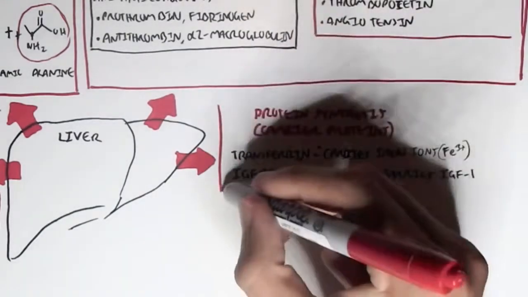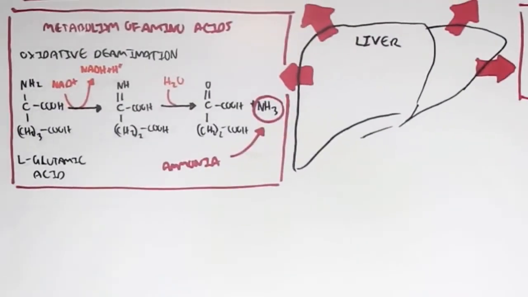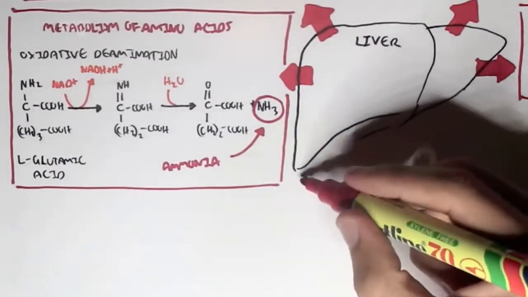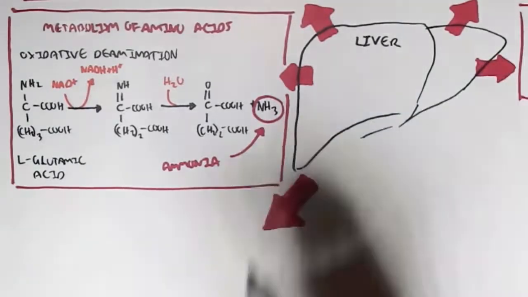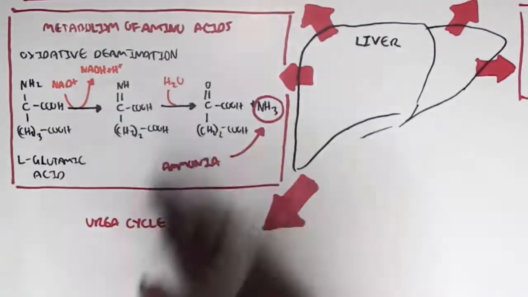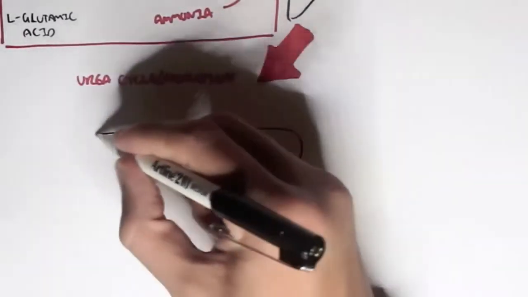And if you remember, insulin-like growth factor 1 is important for growth and development. Now, finally, we can go back to another function the liver does: the production of urea. So the liver produces urea. What is urea? Well, let's just draw the liver here.